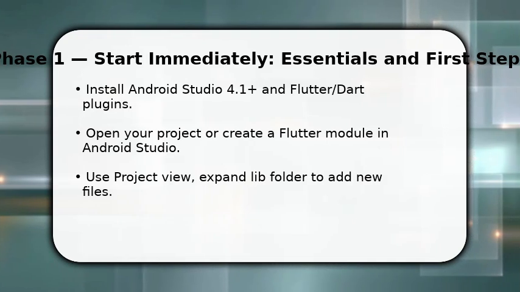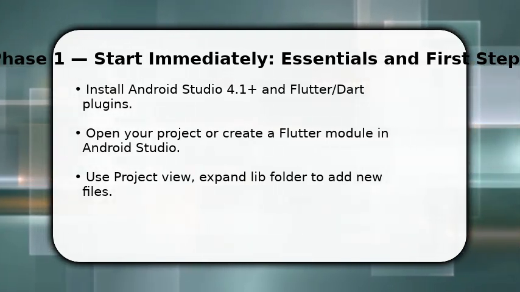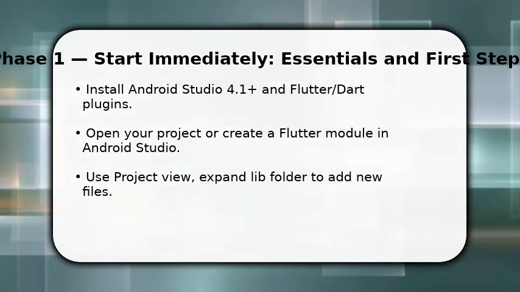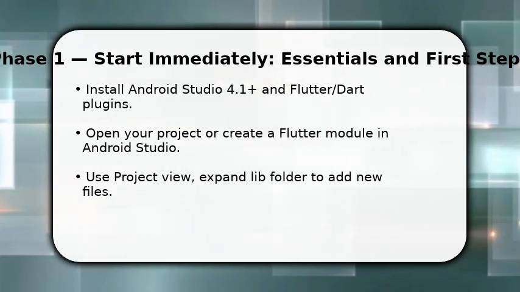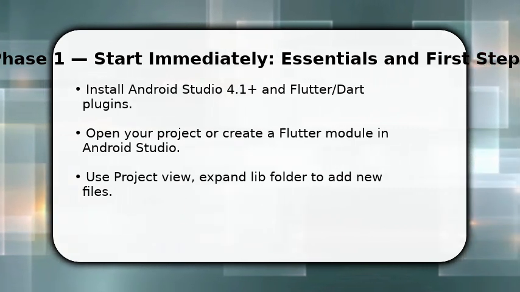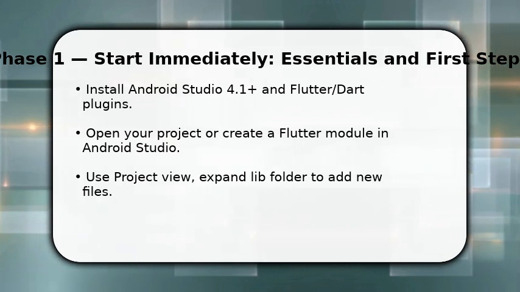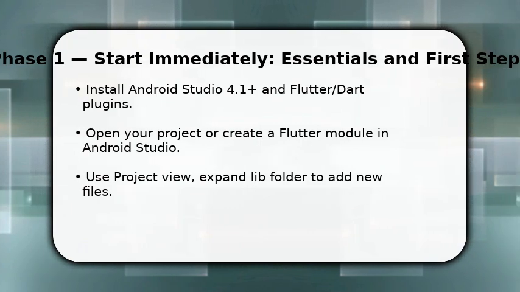You already have Android Studio and the Dart plugin. Now start. Open your Flutter project, switch to Project View, and locate the lib folder. Right-click lib, then choose New > Dart file to create a file. Name it clearly, for example, main.dart or utils.dart, use lowercase and underscores. Once created, Android Studio will open the editor and suggest imports. Make sure your SDK paths are correct, otherwise, file templates won't show.